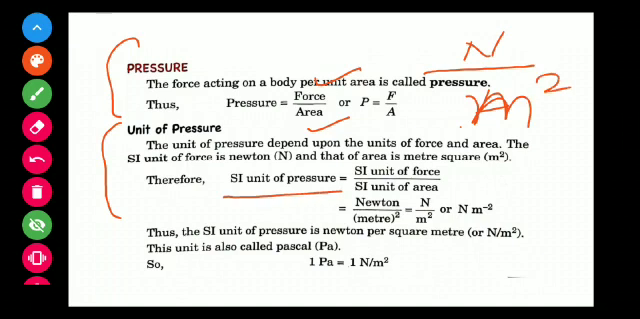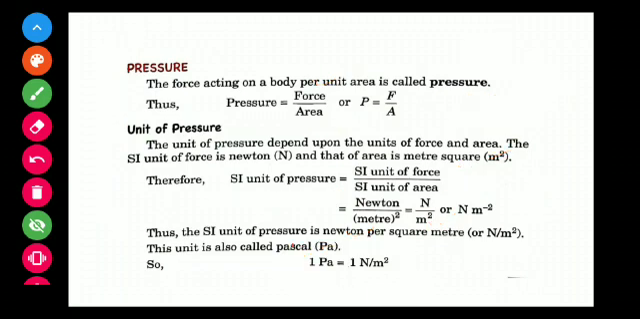SI unit of pressure is SI unit of force divided by SI unit of area. SI unit of force is Newton and SI unit of area is meter square. Therefore, unit of pressure is Newton per meter square, also known as Pascal (Pa). 1 Pascal is equal to 1 Newton per meter square. This is your important relation.